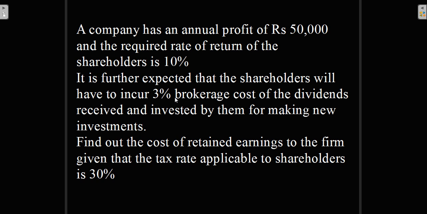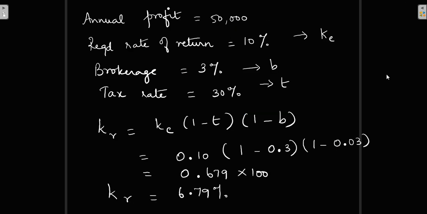So we are ready to find the cost of retained earnings. The required rate of return is nothing but the cost of equity. So cost of equity is 10%, 0.10 into 1 minus tax is 30%, 0.3 into 1 minus 0.03, which is your 3% brokerage. Therefore, the cost of retained earnings is 6.79%. Let's see one more problem.